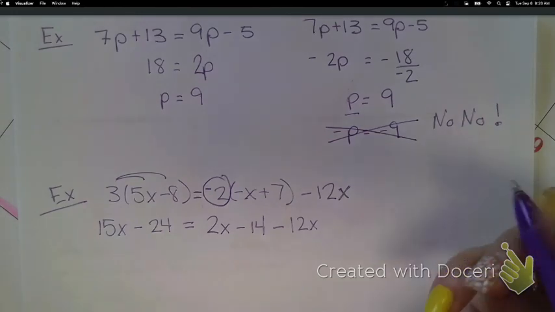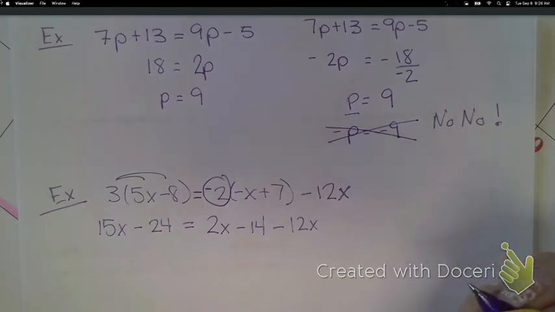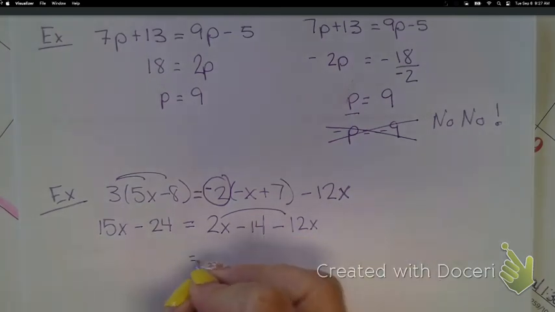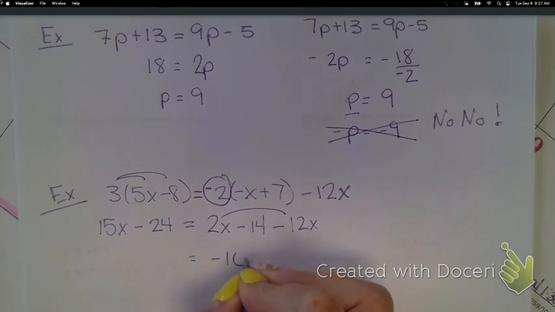Mercedes, what do I do next? Combine like terms with 2 and 12. Okay, we're going to combine those like terms. This would be using the commutative property if I moved it, right? Correct. So I have positive 2, negative 12, so I have negative 10x.